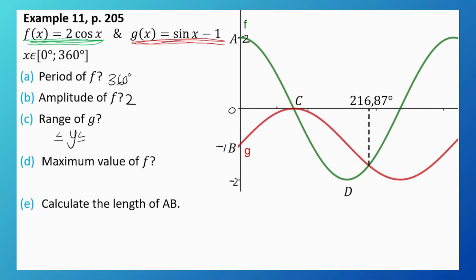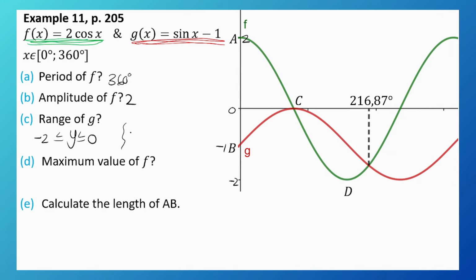So you go look at what's your biggest value, which is 0. Everything else is below. And your smallest value, which is here at -2. So it's between -2 and 0. Always from small to big.